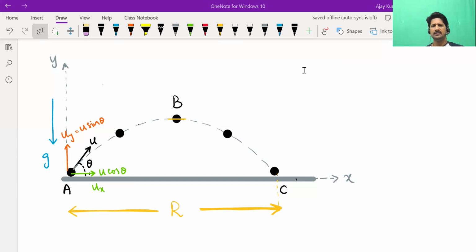What kind of a quantity is range? Is it a displacement? Is it a velocity? Is it an acceleration? Or is it not any of these? What kind of quantity is it? Displacement. It's a displacement. Then think which equations of kinematics can help us find out displacement, and which of those equations can be used here.